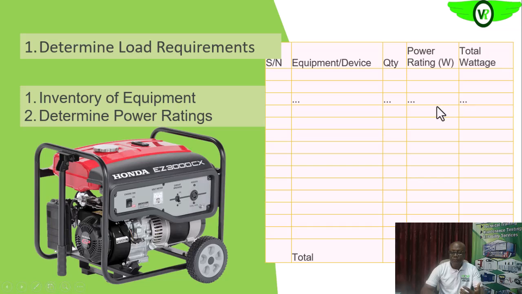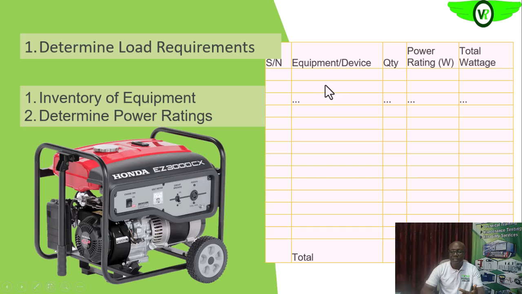If we are looking at lightings as an example, say the light we have is one, then the quantity is one, then maybe the light is a 1,000 watts light, so we will have 1,000 here. Then the total will be 1,000 watt. But if we have two of such lights, that will mean that here will be 2,000 watt.